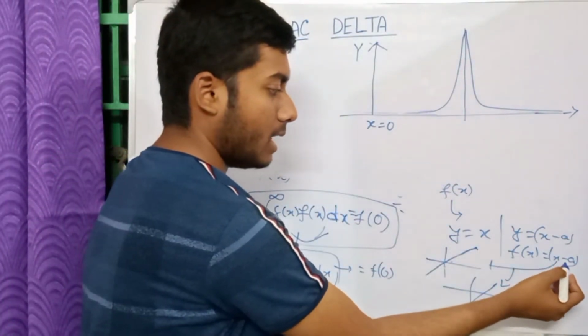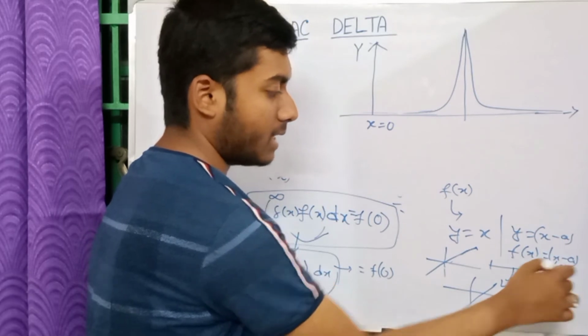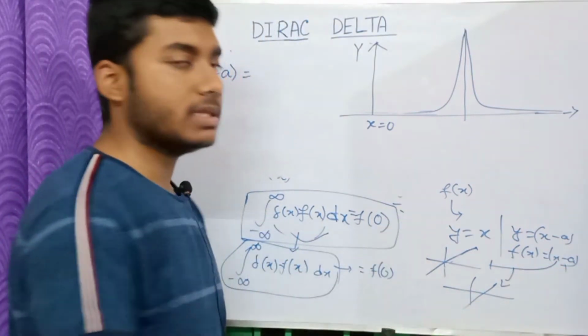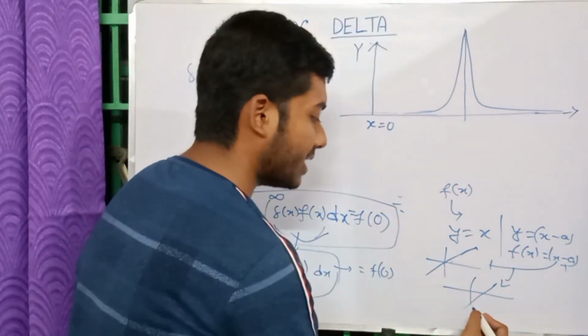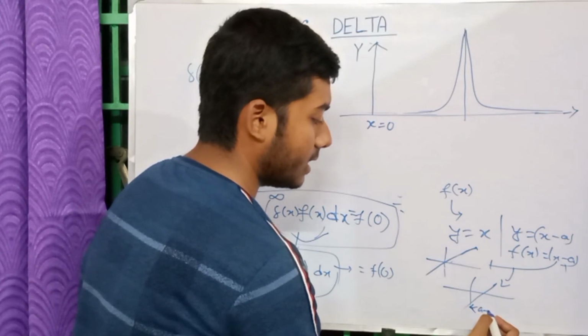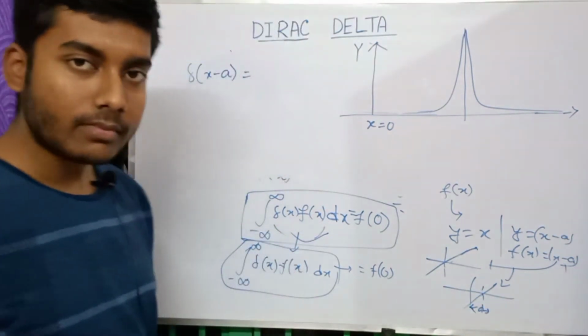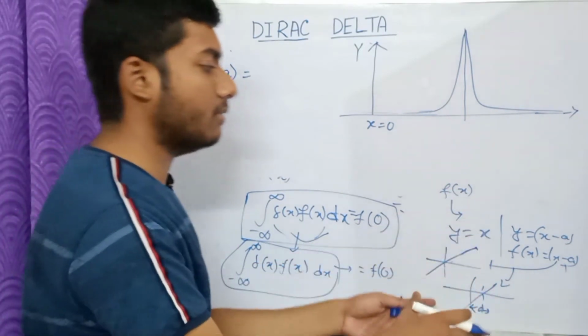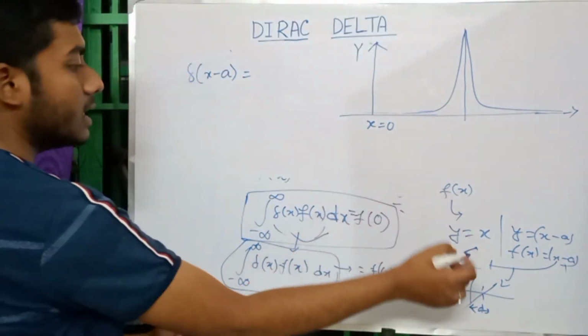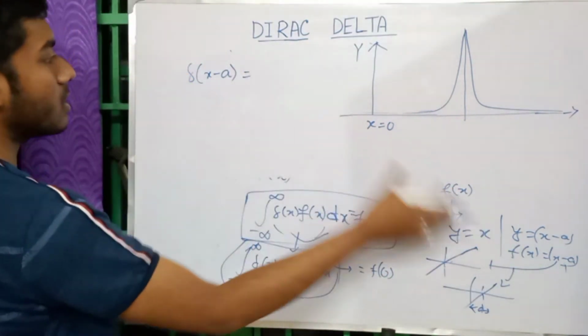As we are subtracting, x minus a, the graph will be shifted rightward. By what length? By the length of a, right? So this can be understood very easily. Now I will put this concept here.